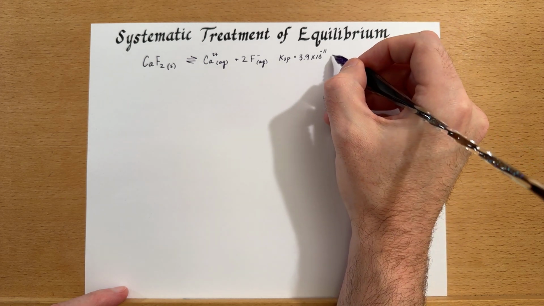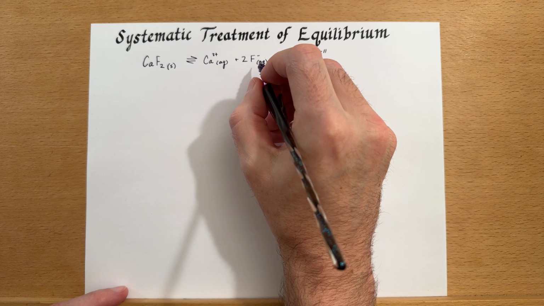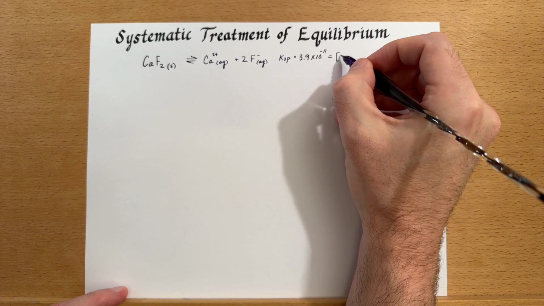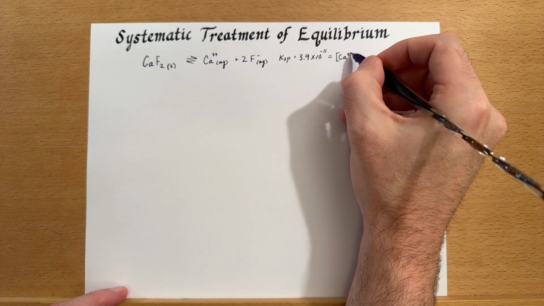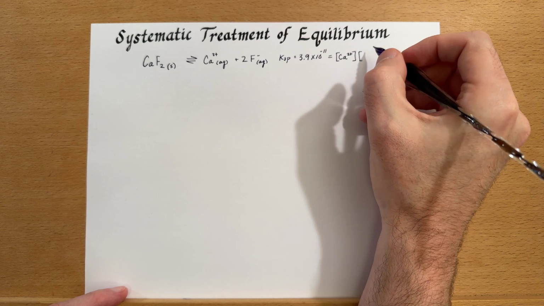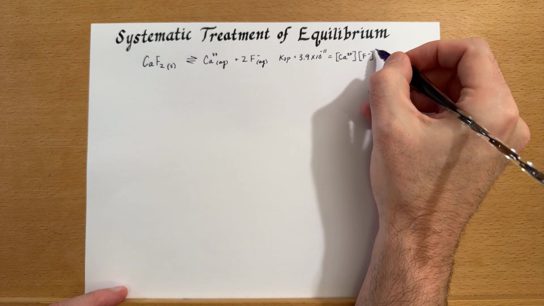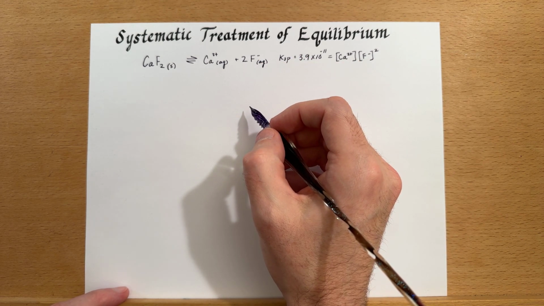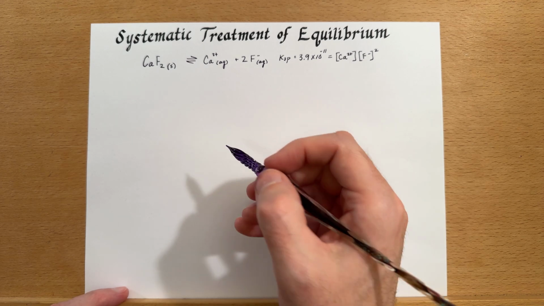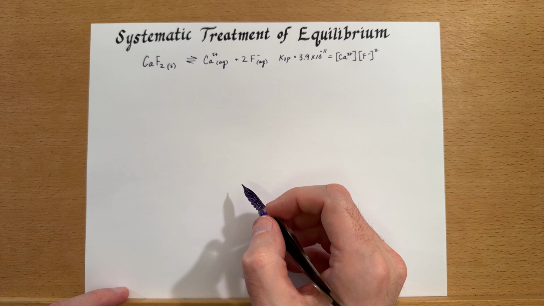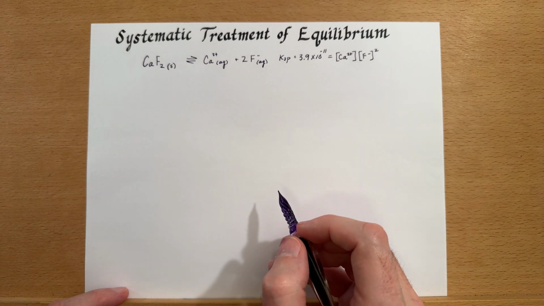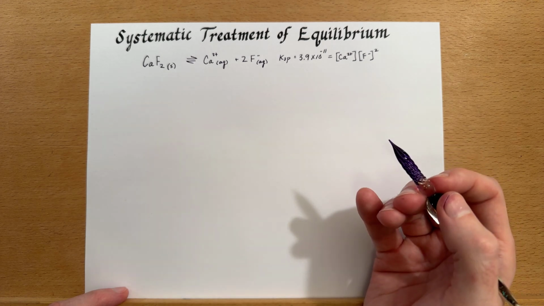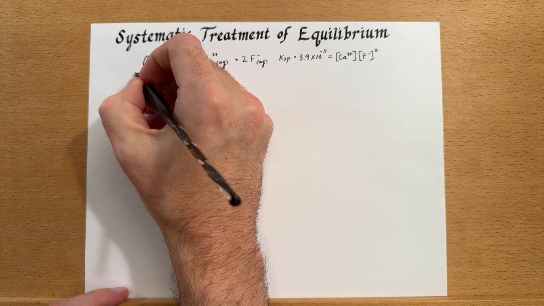And you probably know that we could write the equilibrium expression for this reaction as the calcium concentration times the fluoride ion concentration squared, since there's two fluorines. And you've probably already gone over in a general chemistry course how to solve one of these equations for the calcium concentration using an ice table. So let's briefly review that.